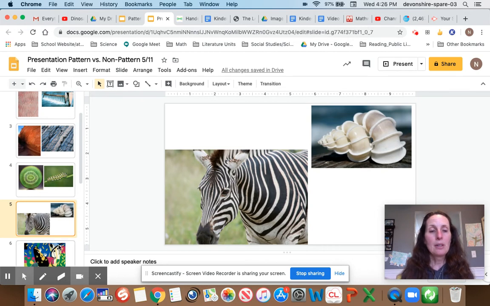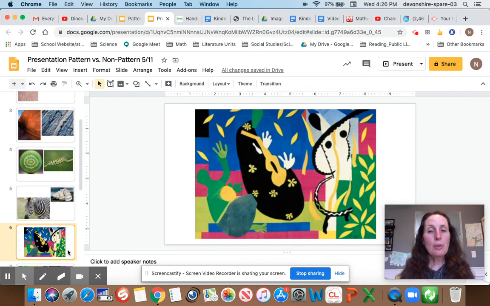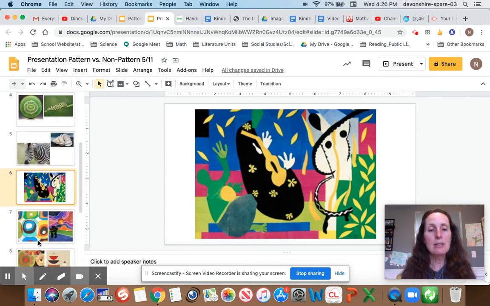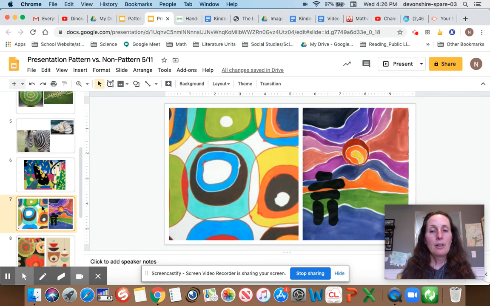All right. What do you guys think of this one? Do you see anything that repeats over and over again? I do not. You might, and it'd be interesting. If you do, I'd like to hear what your argument is for a pattern here, but I do not see a pattern in this one. Nothing repeats itself. All right, how about these two?